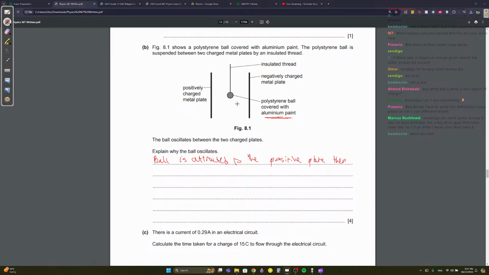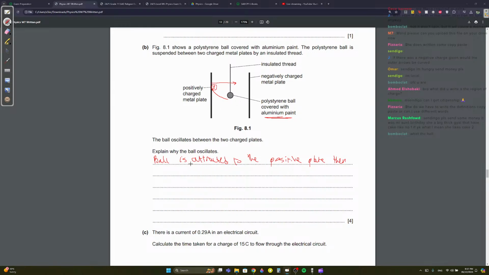Then, when it gets attracted to the positive plate, what's gonna happen? It's gonna hit it, right? When it hits it, what happens to the charge of the ball? It becomes positive. And when it's positive and it's beside the positive plate, what happens? It's gonna repel it. Repel it all the way where? To the negative plate. And when it hits the negative plate, the same thing is gonna happen. It's gonna hit it, become negative, then be repelled by negative, then go back.